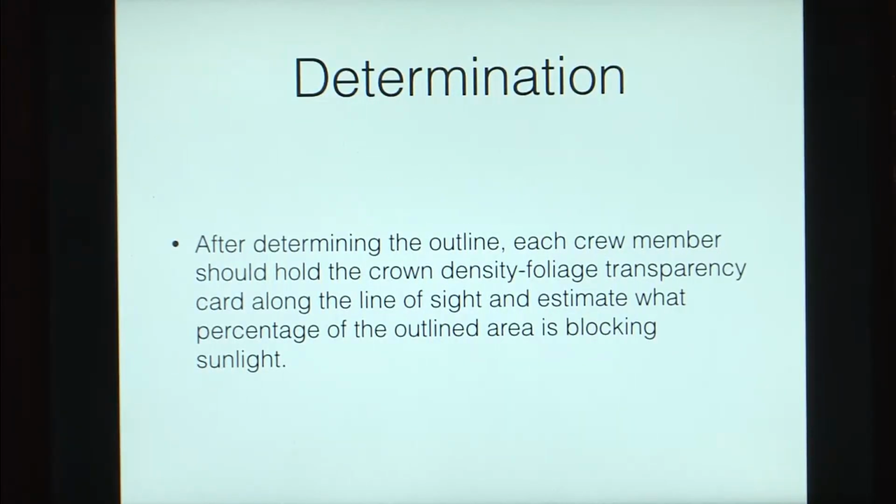Next, after determining the outline, each crew member, so basically this activity will be done by more than one person, should hold the crown density foliage transparency card along the line of sight and estimate what percentage of the outline area is blocking the sunlight.